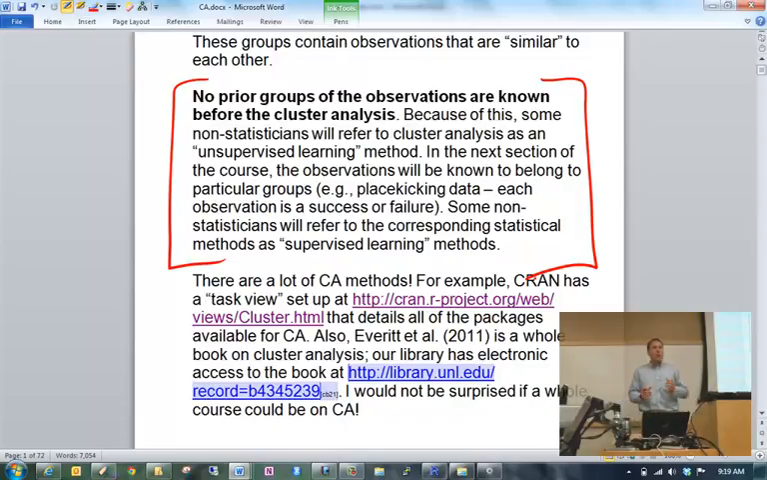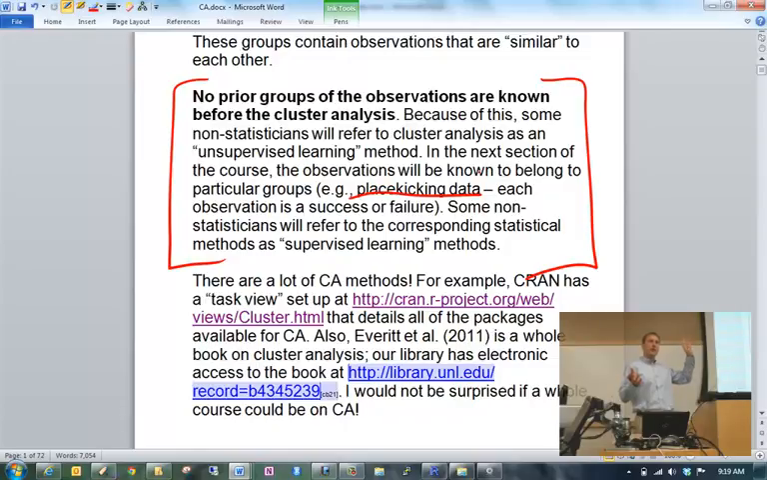Now, the reason why that's important is because in the next main section of our course, we are going to be talking about examples where we do know prior specific groups for our observations. We've seen one example of a data set like that already, that place-kicking data set that we talked about maybe about a month ago. If you remember, every single observation was either a success or a failure. Those are the two kinds of groups.